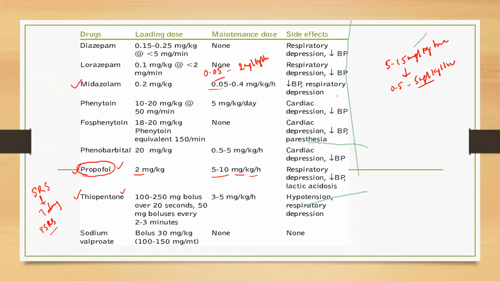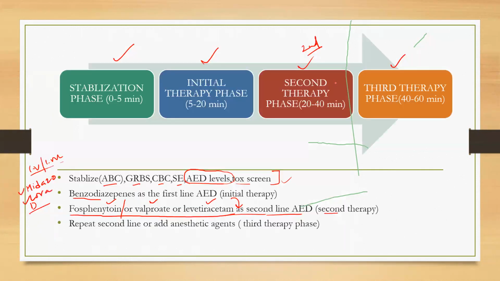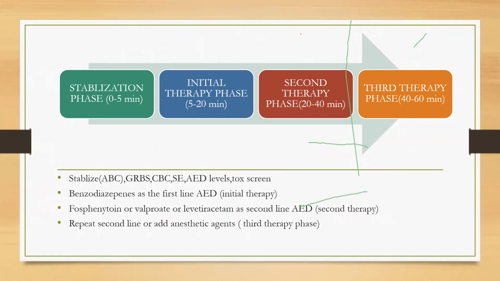So this is how you proceed. You start with a short-acting benzodiazepine, then you load with a first-line anti-epileptic agent, that is valproate, phenytoin, or levetiracetam. Then for second line, you can use one of these again, and then go for midazolam infusion. Then you go for anesthetic agents like propofol or thiopentone, and then manage accordingly. Ideally, this should all be done in PICU, and if needed, ventilator support should be given. So that is all.